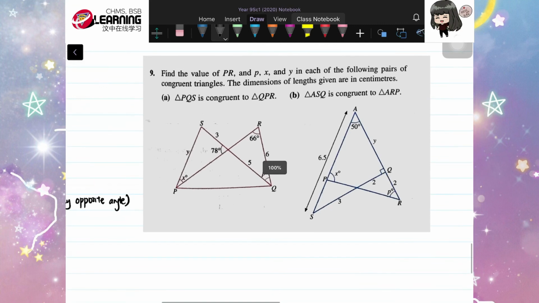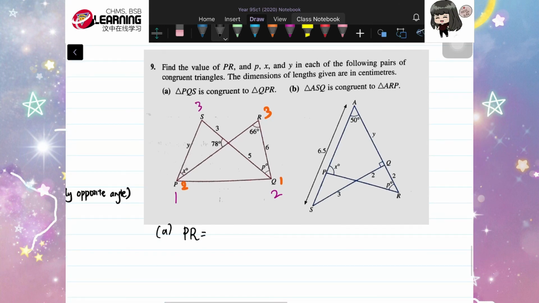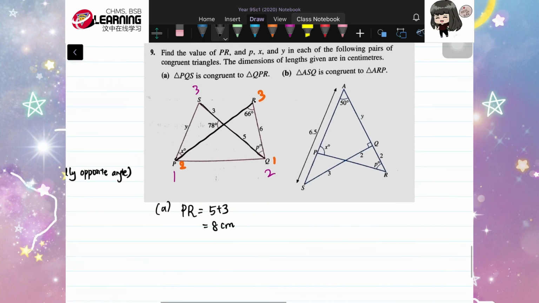Okay, last one, number 9. Number 9 did not ask you to state the reason, so it must be very short. So PQS is congruent to QPR. Okay, so see the triangle first. PQS is congruent to QPR. Okay, so part A, finding value of PR. So PR here will be the 2 to 3, the same as this 2 to 3 here. So it equals 5 plus 3, which is 8 centimeter.